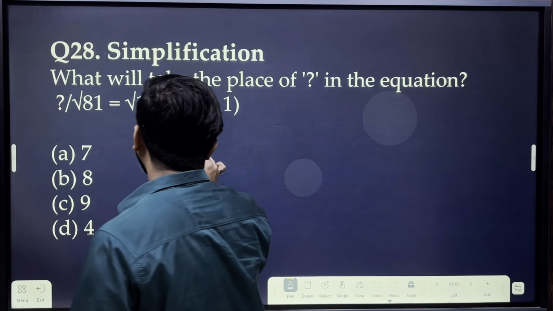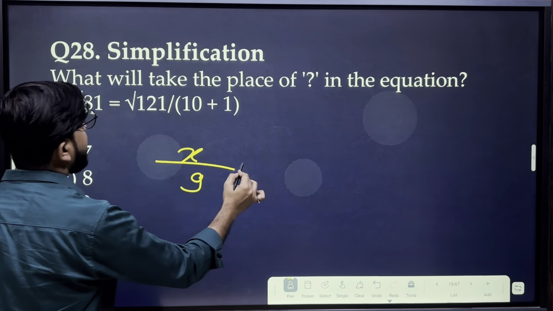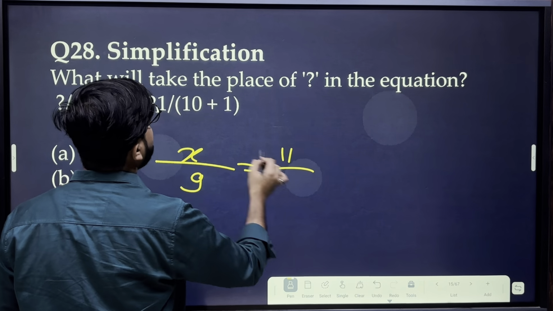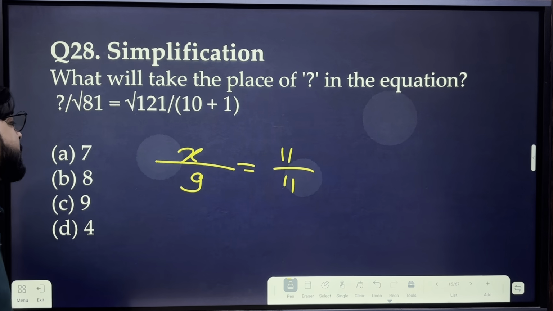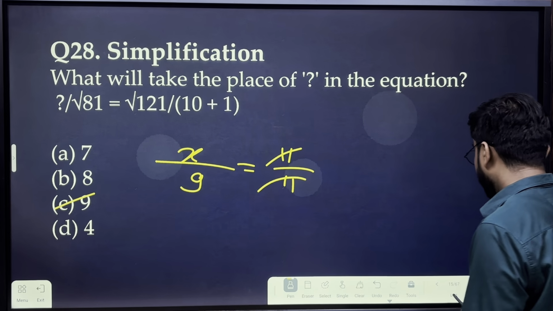What will come? So x, I don't know what will come. So x divided by root 81, which means 9, is equal to root 121, that is 11. 10 plus 1, 11. You know the answer. 9. Why? This will be deducted.